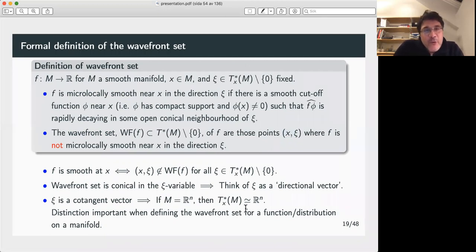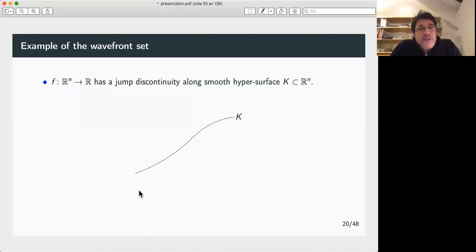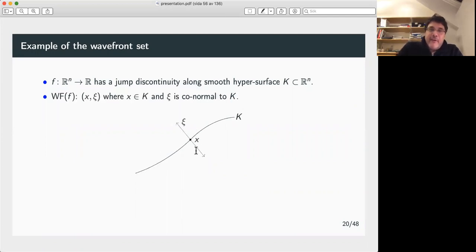So moving ahead quite quickly, just to illustrate this a bit more easily, to digest this definition, assume this function is smooth everywhere except for a hypersurface K. And then clearly the singular support is this curve K here. And then if you have a point here, the directions that are in the wavefront set are those that are co-normal to the surface here.